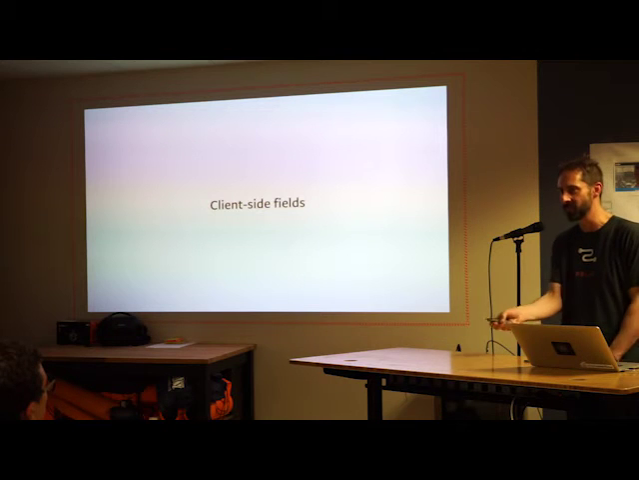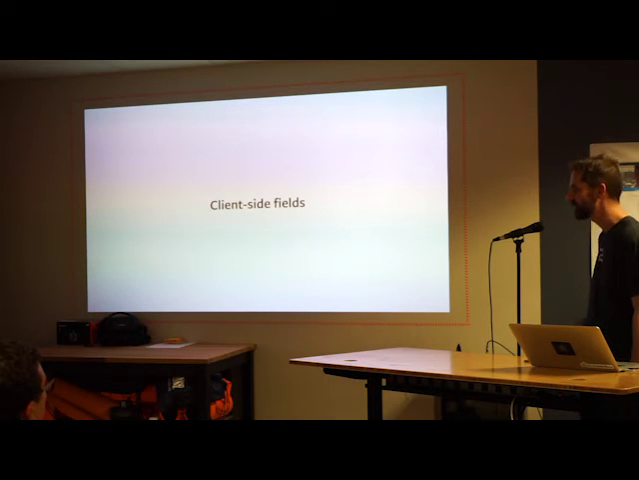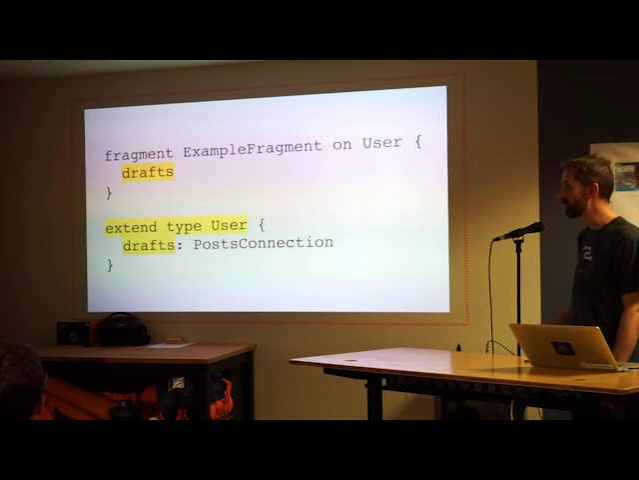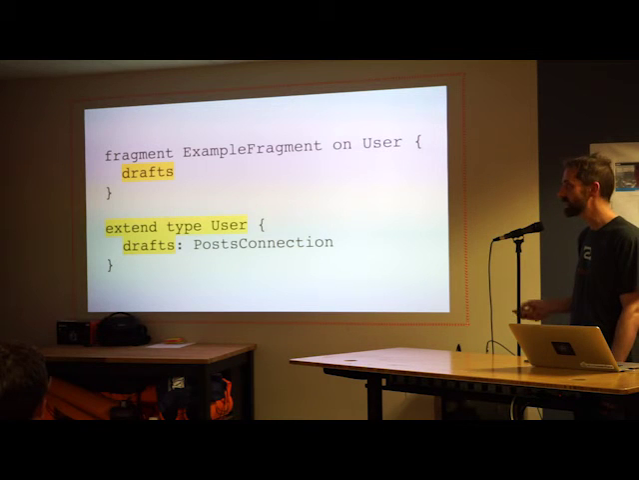You know, for example, if I'm dragging something, I clearly don't want to have that in the Relay store. But a lot of other stuff can live quite happily in the Relay store. And so the way we do that is using this extend syntax, which is available in GraphQL. We can use this to add fields to existing server types. In this case, I'm attaching a drafts connection to all users.